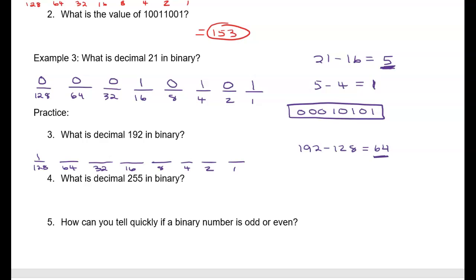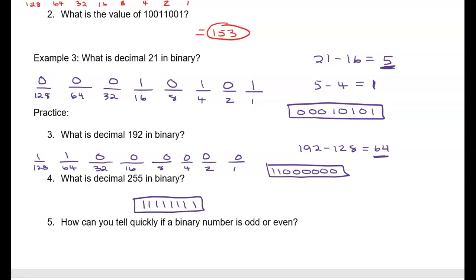Okay, so in the end, in this one, you should have known that you're going to get 1 128 and 1 64, and then 0 everything else. And so your binary equivalent to 192 would be 1, 1, 0, 0, 0, 0, 0, 0. And so that would be your answer for number 3. And then for number 4, what's the decimal value for 255? That's going to be 1, 1, 1, 1, 1, 1, 1, 1. We would have to have all values of 1 in order to get 255.